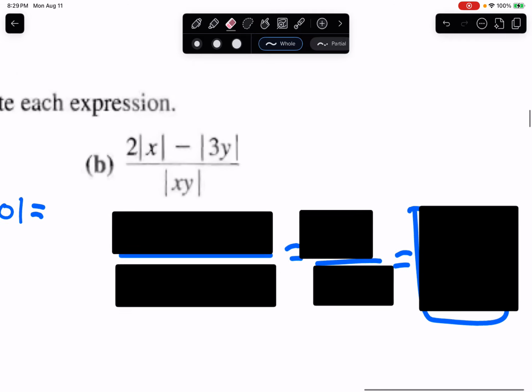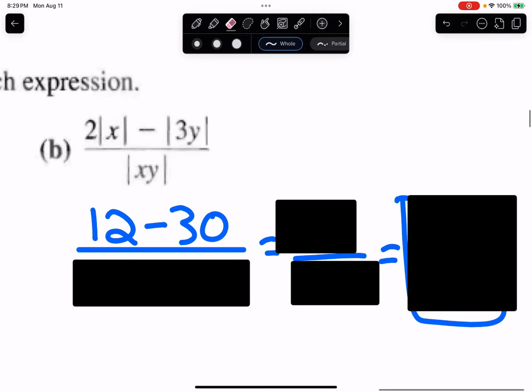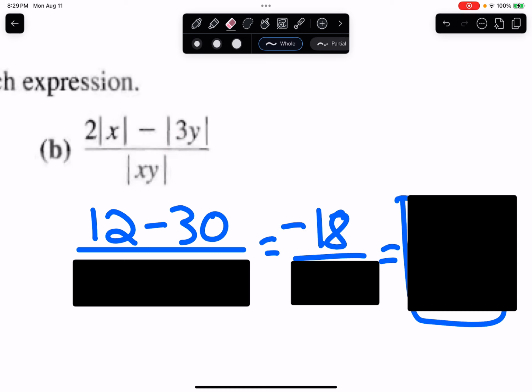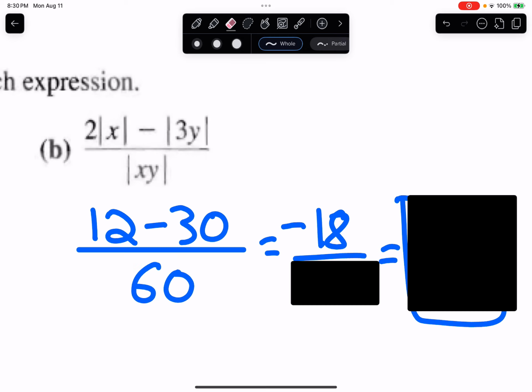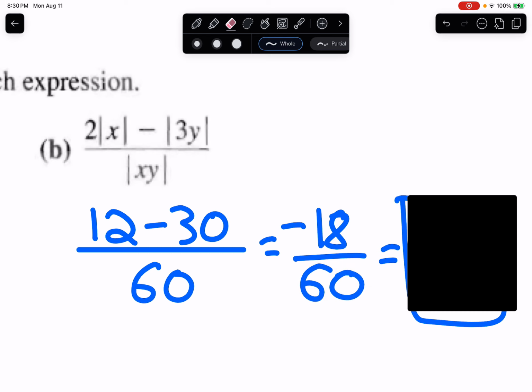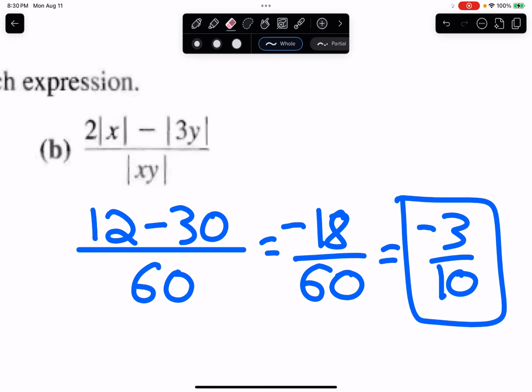Okay, B, very similar. Let's go ahead and plug it in. -6 becomes a +6, so that's +12. 3 times 10, that's 30. This negative is unaffected by the absolute value, and so that gives us -18. And then in the bottom, the absolute value of the product of -6 and 10, and so that's going to give us -60, but the absolute value gives us positive 60. -18 over 60, we should remember how to reduce fractions. Both of these numbers are divisible by 6, and so we get -3 over 10.